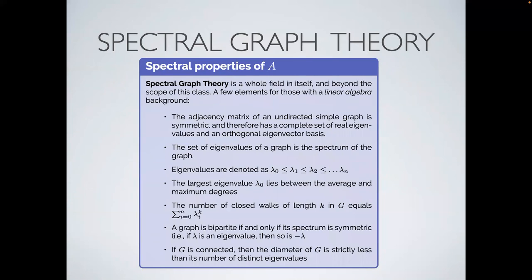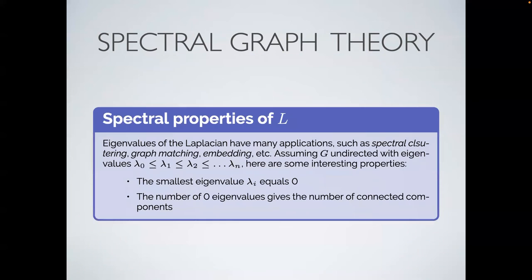And then spectral graph theory is a whole field with a lot of research on it. So I won't go into the details here, but for instance, you can analyze the eigenvalues of the adjacency matrix, and you can get interesting properties like the number of closed walks, and whether the graph is bipartite or not, whether the graph is connected or not, things like that.